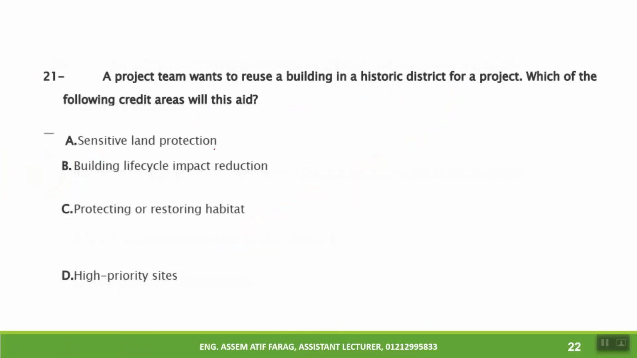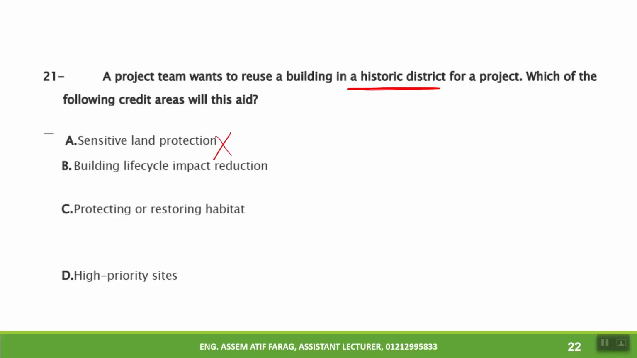For this question, more than one option can be correct. For question number 21, a project team wants to reuse a building in a historic district for a project. Which of the following credit areas will this aid? First, sensitive land protection. Sensitive lands include prime farmland, floodplains, endangered habitat, and water bodies, as well as wetlands. So they do not include historic districts or historic buildings. So this option is wrong.